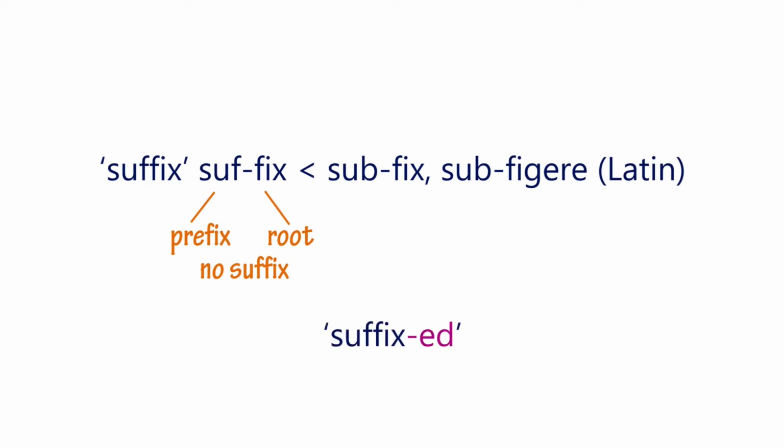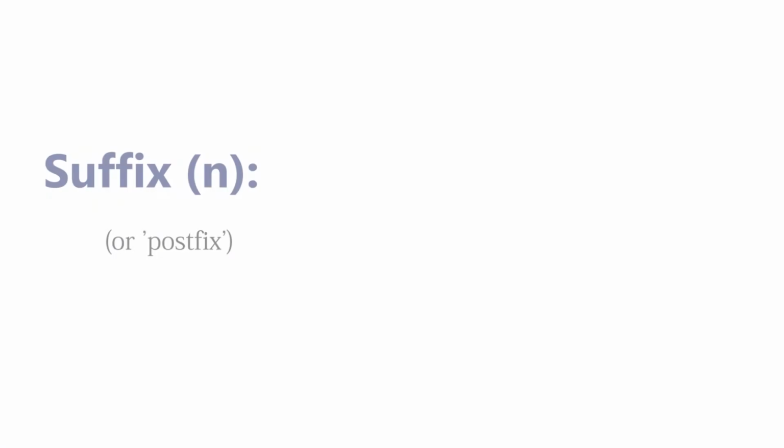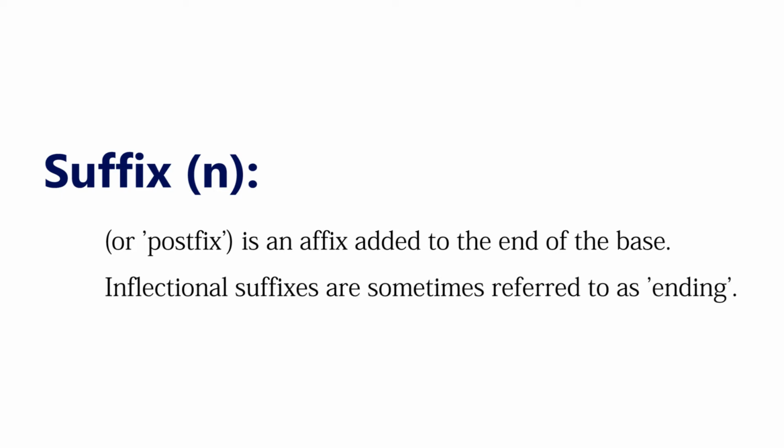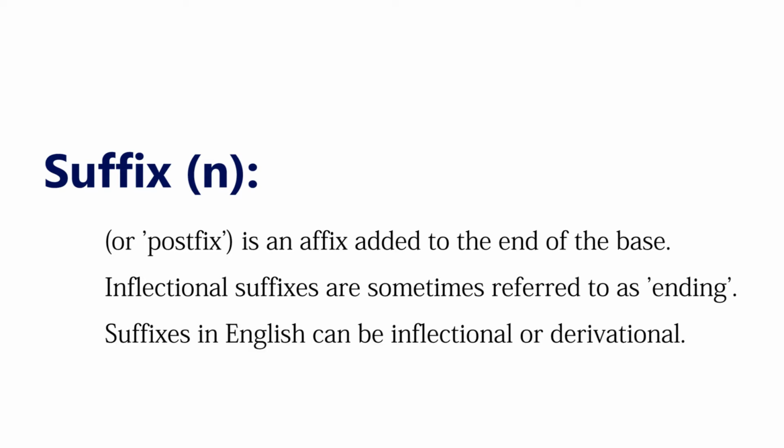So the word suffix, of course, contains a prefix, but not a suffix. Suffixed contains the suffix ed. Okay, what is a suffix? It's also called postfix. It's an affix that is added to the end of a word. An inflectional suffix is sometimes referred to as an ending. Suffixes in English can be inflectional or derivational. Prefixes in English are always derivational. In the case of languages other than English, you may get a combination of all possibilities.